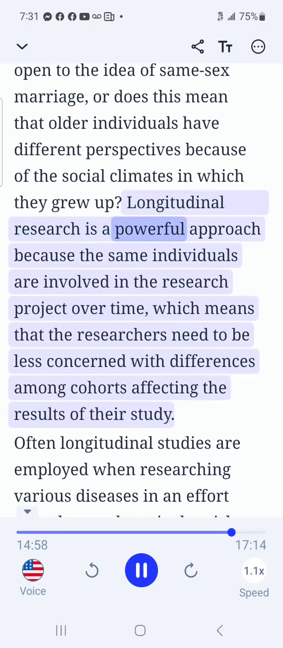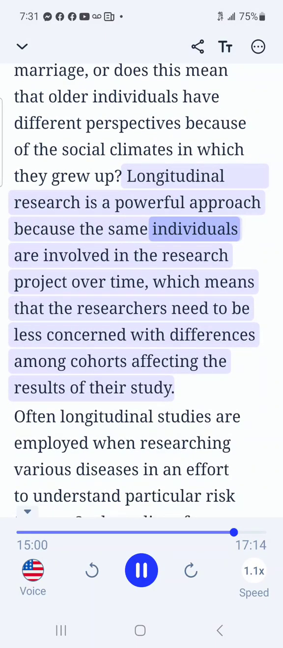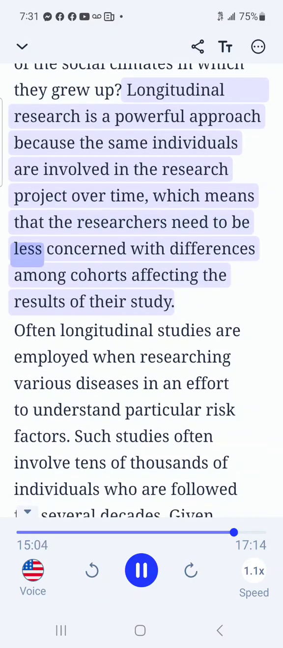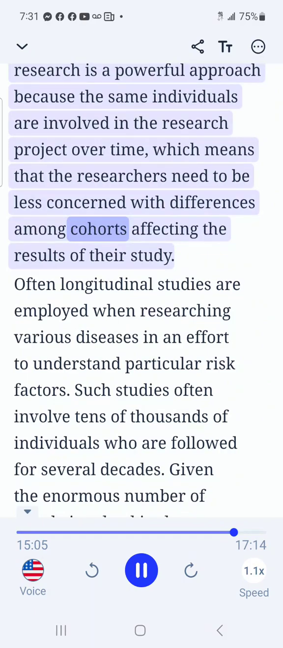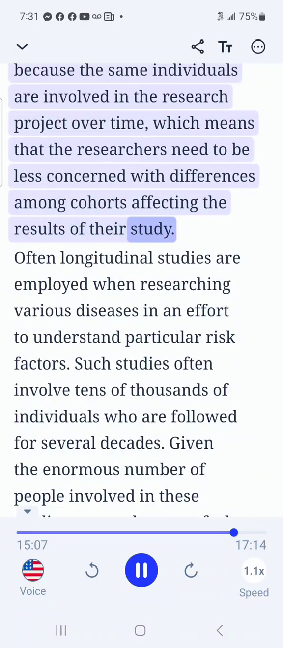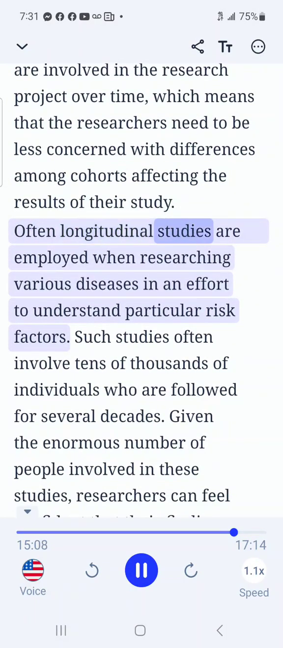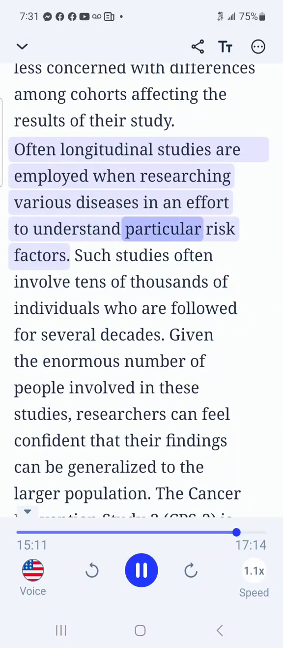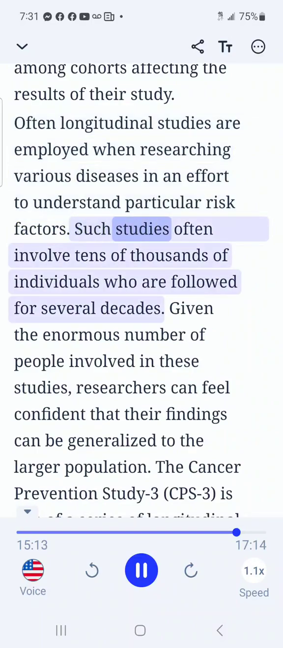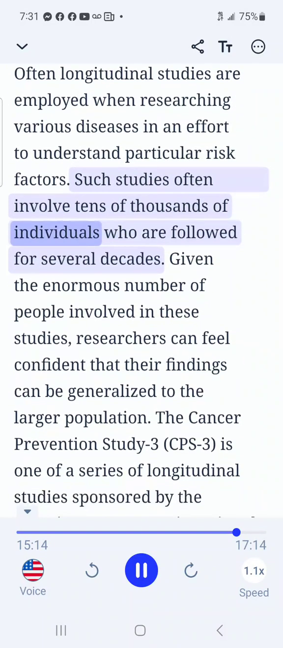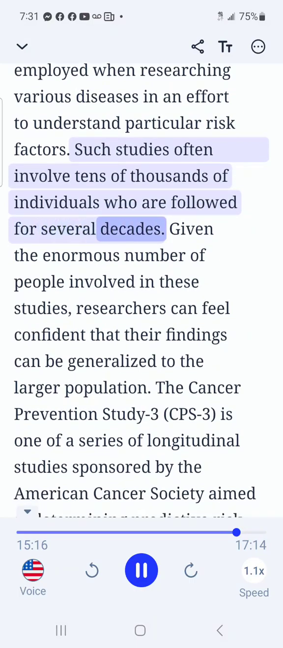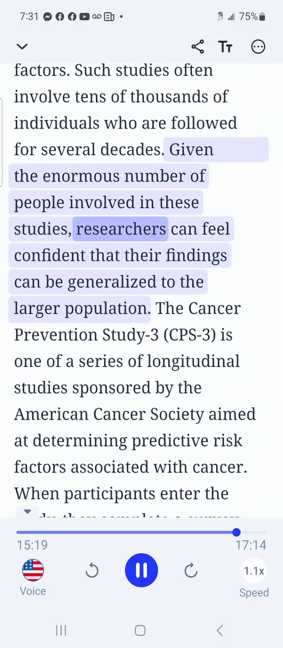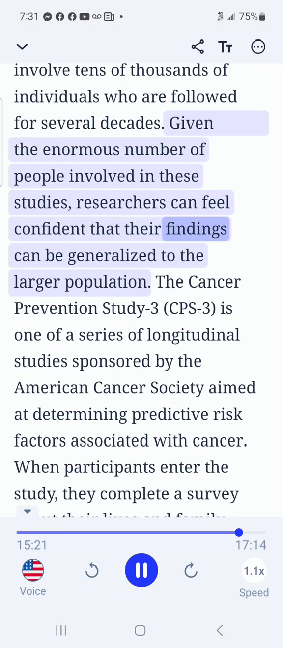Longitudinal research is a powerful approach because the same individuals are involved in the research project over time, which means that the researchers need to be less concerned with differences among cohorts affecting the results of their study. Often longitudinal studies are employed when researching various diseases in an effort to understand particular risk factors. Such studies often involve tens of thousands of individuals who are followed for several decades. Given the enormous number of people involved in these studies, researchers can feel confident that their findings can be generalized to the larger population.